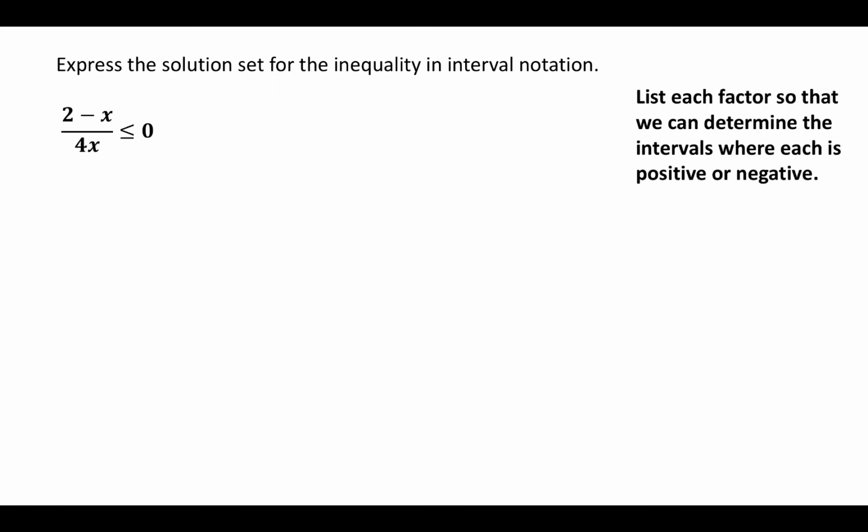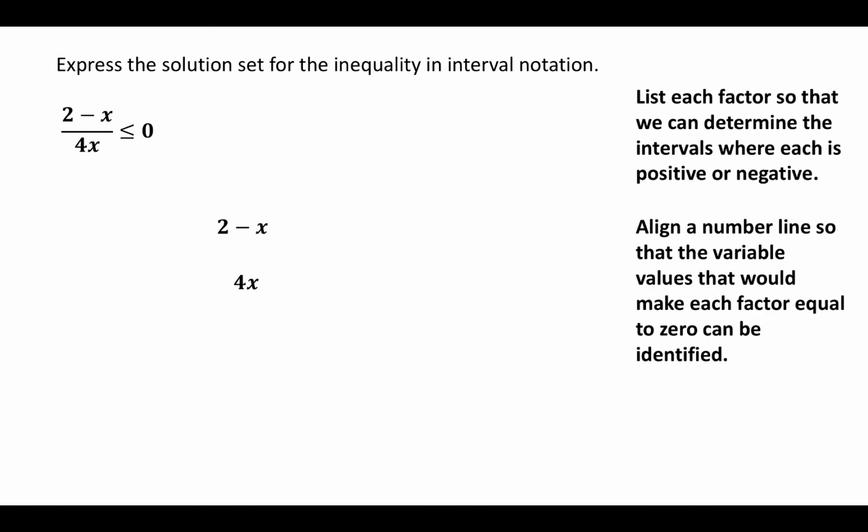So we will list each factor so that we can determine the intervals where each is positive or negative. We'll list 2 minus x and 4x. We should align a number line so that the variable values that would make each factor equal to 0 can be identified. So we will stretch a number line out to the right so that we can identify where each of these expressions would have a value of 0. 2 minus x would be 0 if x were equal to 2. 4x would be 0 if x were equal to 0.